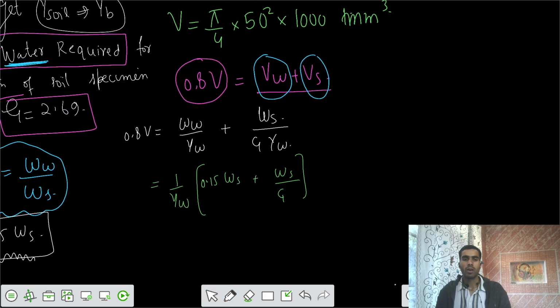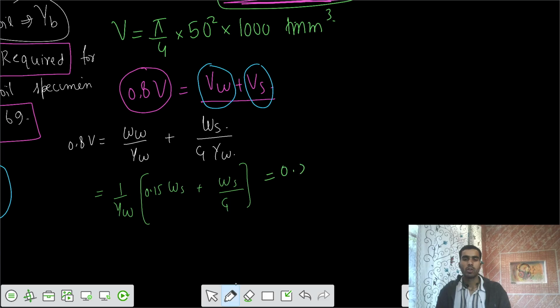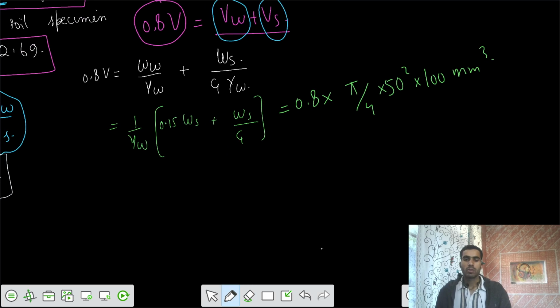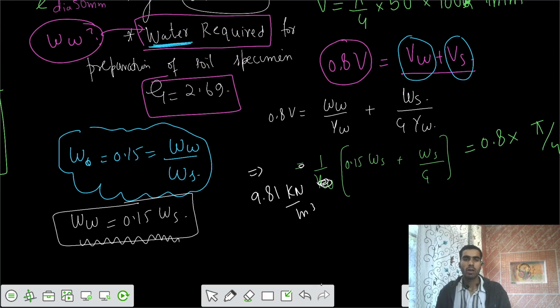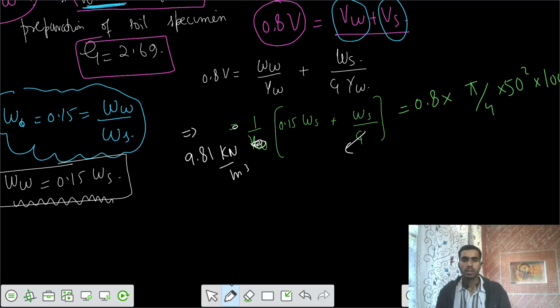And we can substitute the value of V also, 0.8 into volume, pi by 4, 50 square, 100. This should be 100, so finally millimeter cube. And we can substitute the value of gamma also now. Gamma is actually 9.81 kilonewton per meter cube. So we got this equation now, and from this we can solve for the value of Ws. Let's substitute the value of G also now. The value of G is 2.69.